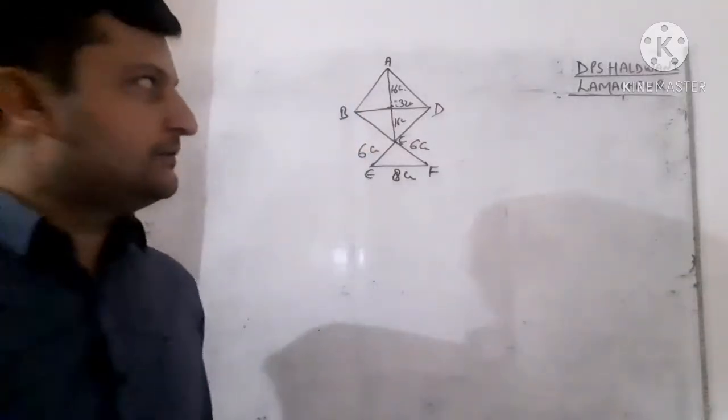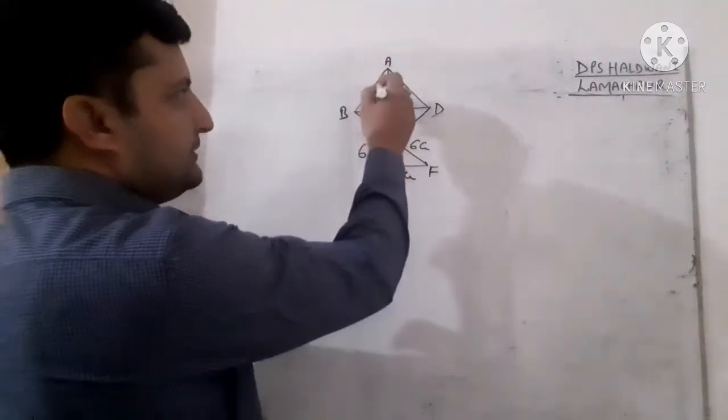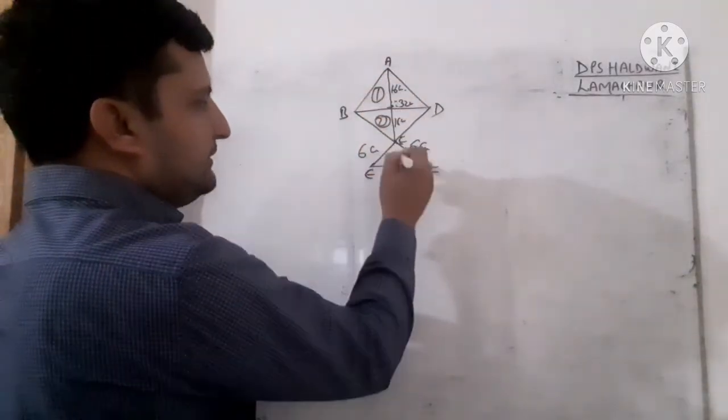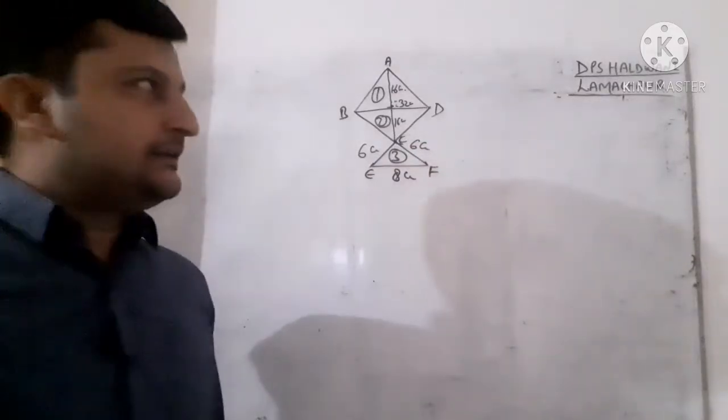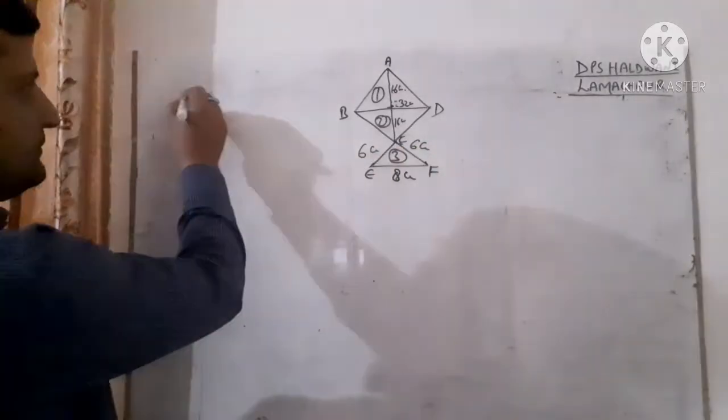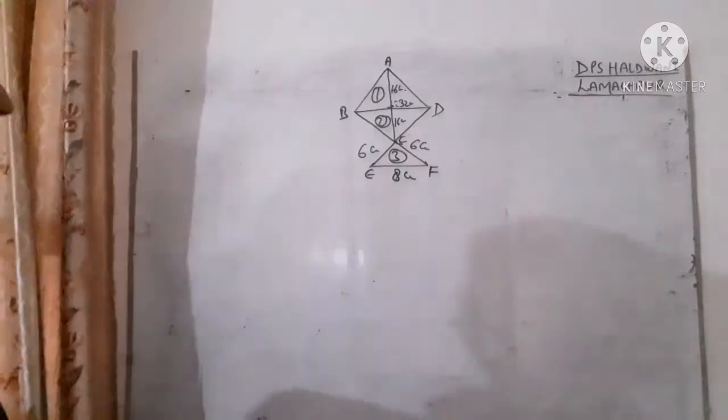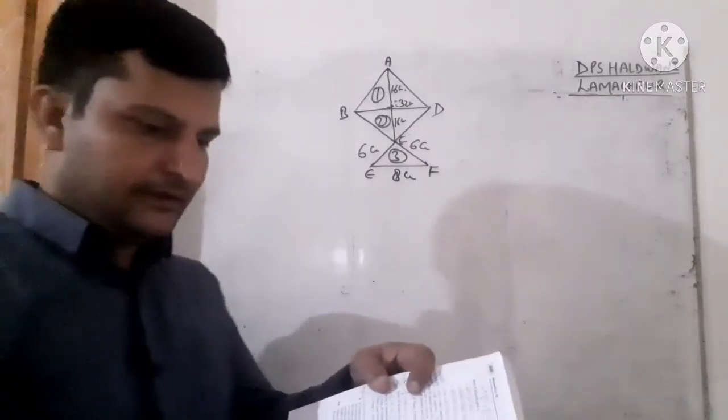So students, what we have to do is find the area of this one. Suppose first, this is second, this is third. We have to find the area of these three. So students, this is question number 7.